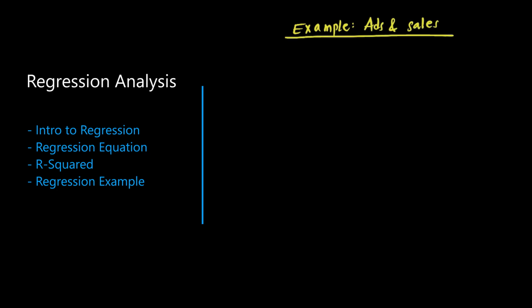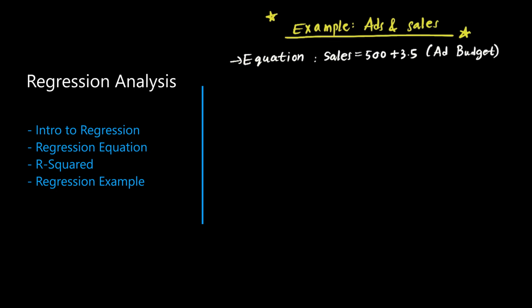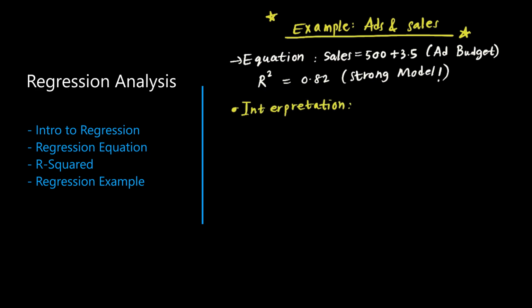A marketing manager wants to predict the number of units sold, y, based on the company's advertising budget, x. She collects data from the last 12 quarters and runs a regression analysis. The computer output tells her the regression equation is sales equals 500 plus 3.5 times budget. It also tells her the R-squared is 0.82.